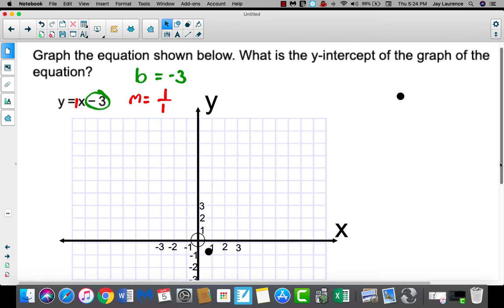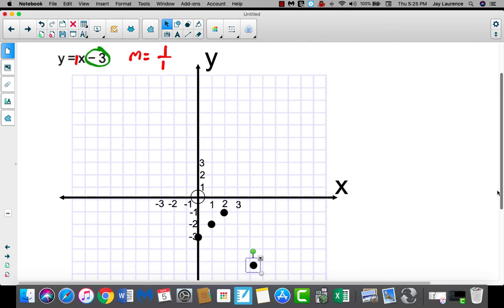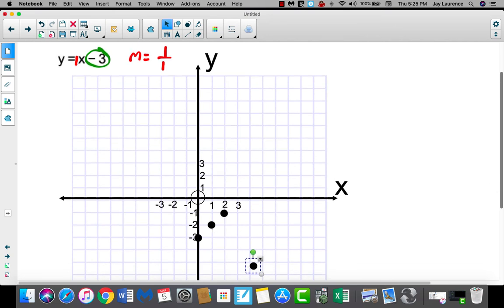Hold on, I got to scroll a little bit. There we go. And then I rise 1, run 1. So I'm going to rise 1, run 1. All right. Do a couple more. I'm going to rise 1, run 1. And I don't think I can grab that one. I'm going to rise 1, run 1.